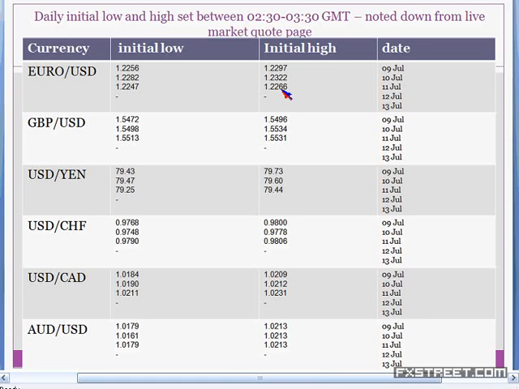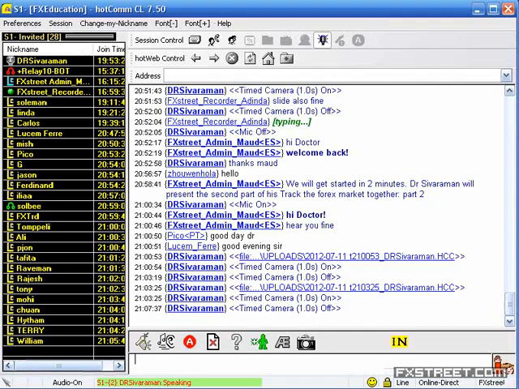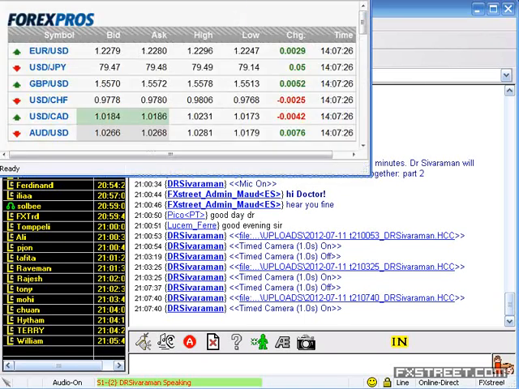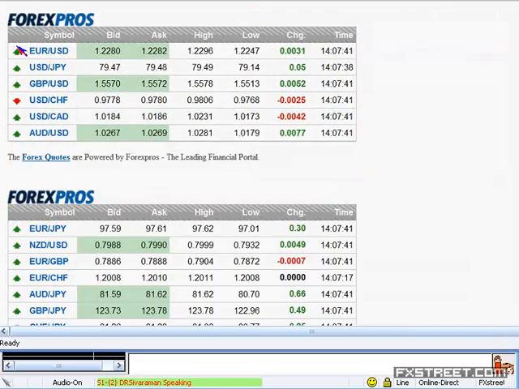So this is how, if you try to track the moves, it is easy for us to understand what they intend to do. Then the trading decisions become very easy for us. I'll just now focus the camera on the live market quote page, so that we'll be able to understand how slowly they are firming up.